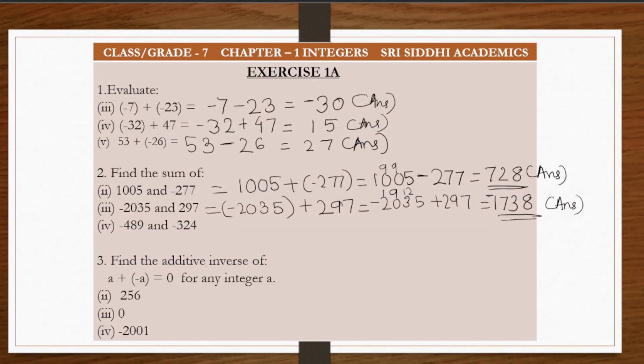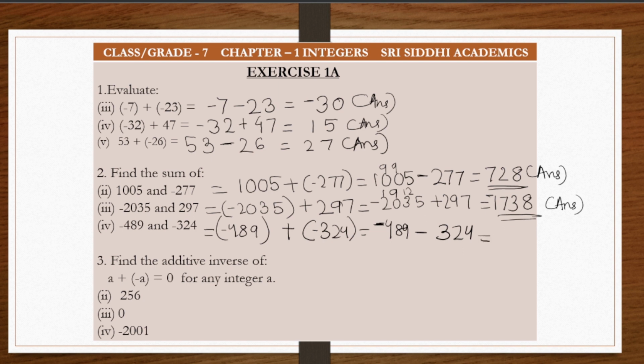Question number 4 is minus 489 and minus 324. So let's do this. We'll write minus 489 first within brackets because it is a negative integer, and then we need to find the sum. So plus sign I'll put, and again another negative integer, so I'll put inside the bracket. Now we'll remove the bracket in the next step. Minus 489 plus and minus, two different signs outside and inside the bracket, so it will be minus in the end when we remove the bracket. So here we have two same sign integers, minus 489 and minus 324.